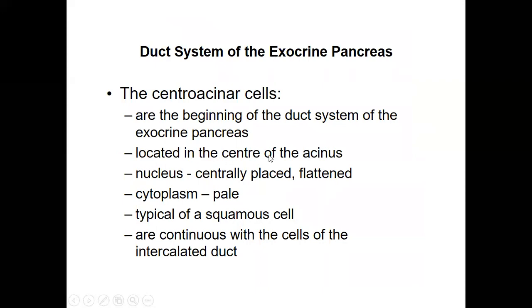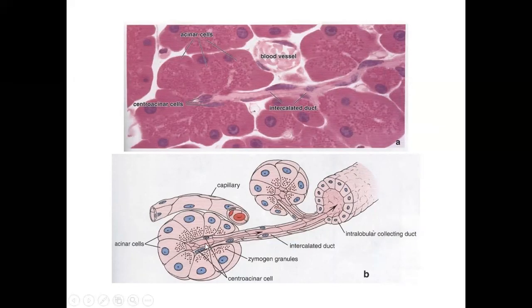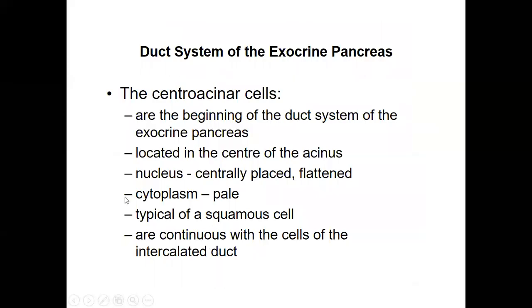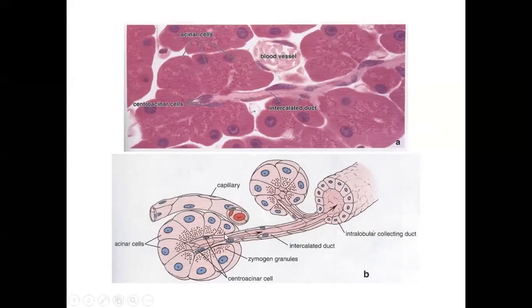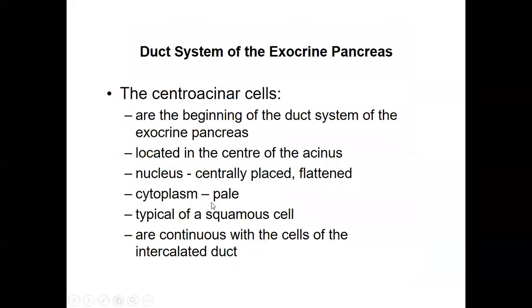Located in the center of the acinus, we have the central acinar cell. The nucleus is centrally placed. If you see here, this is the cell, and the nucleus is centrally placed. The cytoplasm is pale.